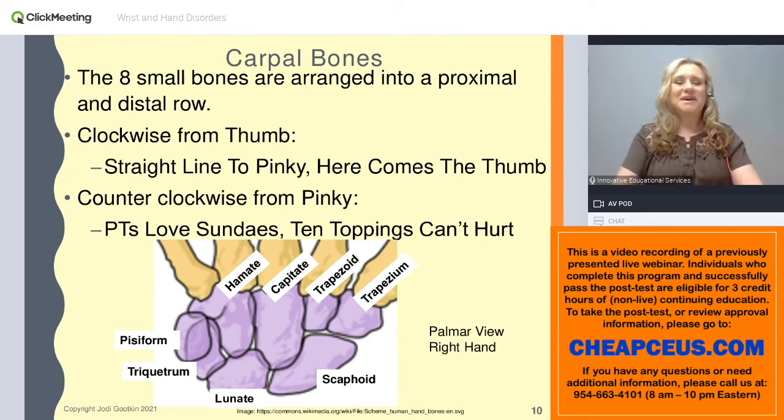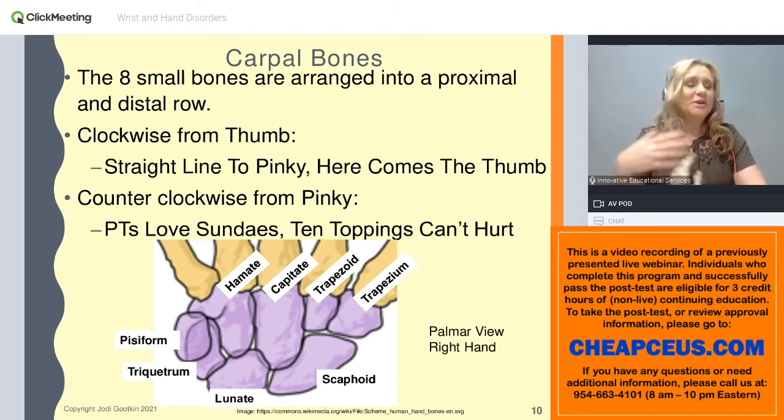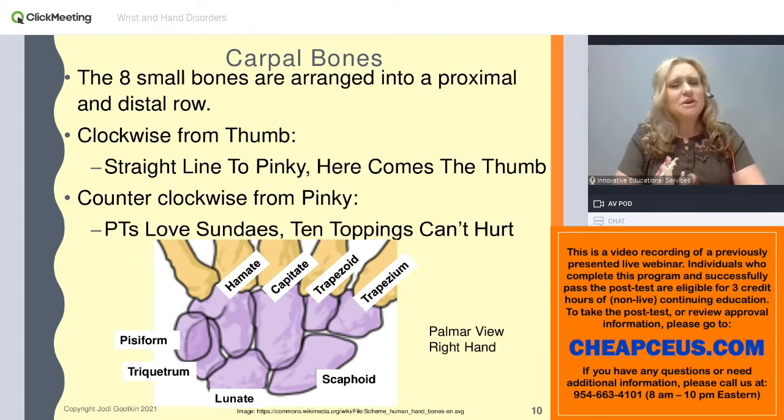I always have a fond little giggle to myself when I come up to the point of talking about the carpal bones. We all have all those little mnemonics we made up during school. Apparently, I was always hungry. You'll hear throughout today that many of mine are related to food.